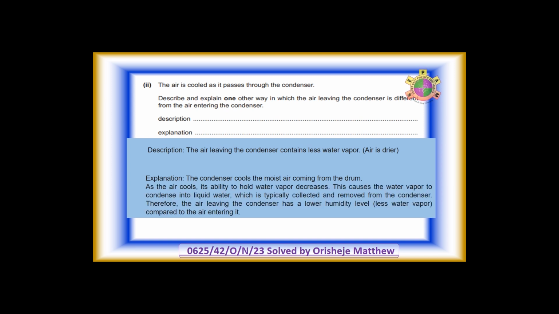As the air cools, its ability to hold water vapor decreases. This causes the water vapor to condense into liquid water, which is typically collected and removed from the condenser. Therefore, the air leaving the condenser has a lower humidity level, less water vapor, compared to the air entering it.